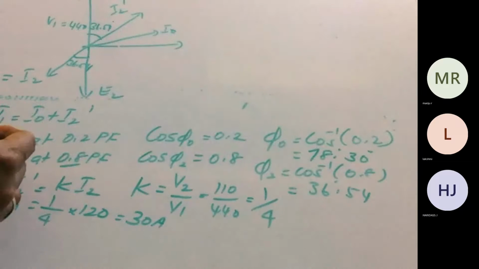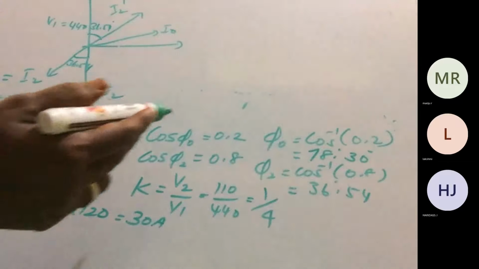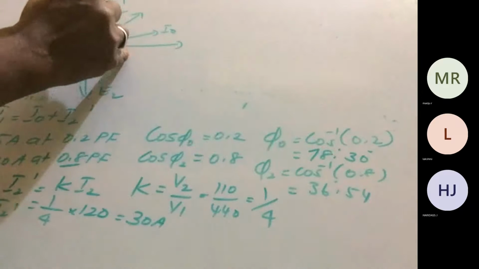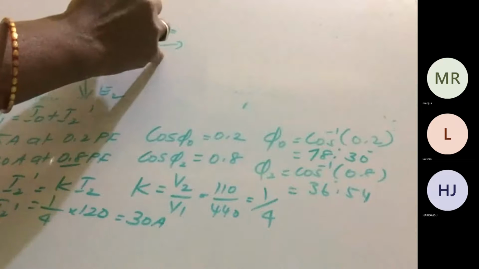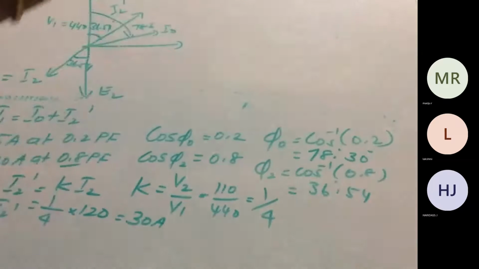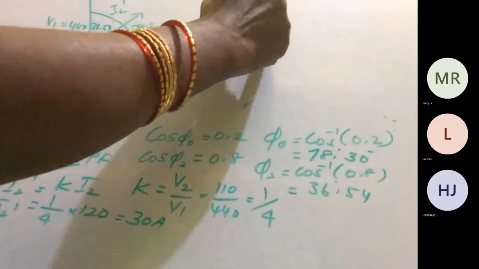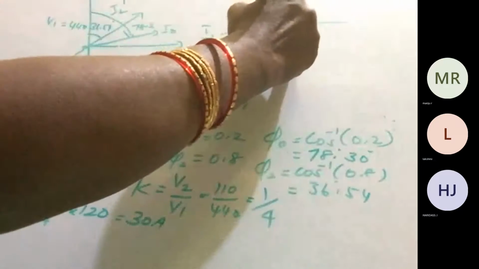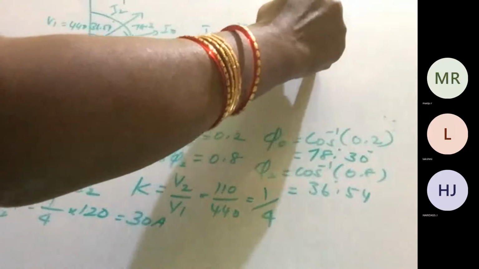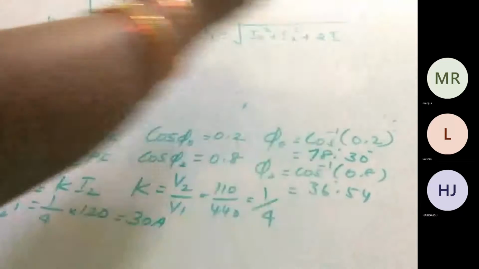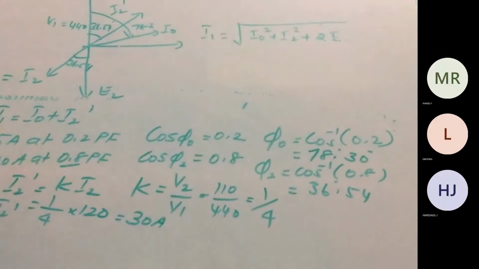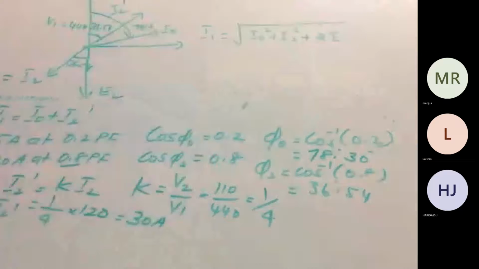So I naught is 5 amps at 0.2 power factor. Phi naught is 78.30, so 78.3. Now we need the angle between I naught and I2 dash. So I1 equal to square root of I naught square plus I2 square plus 2 into, we can add this directly. Since the angle is given, using the parallelogram we need cosine of angle between I naught and I2 dash, and that is why the power factor is given.